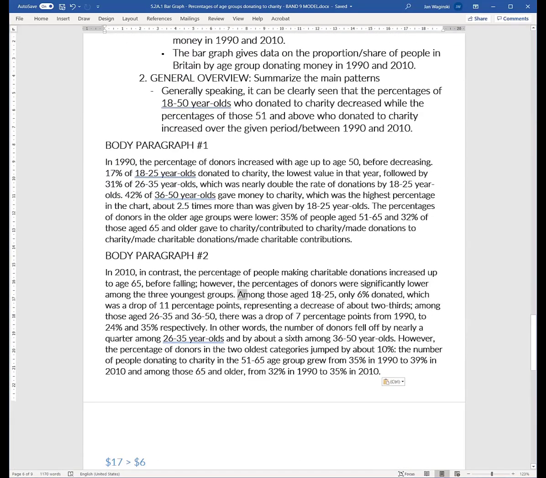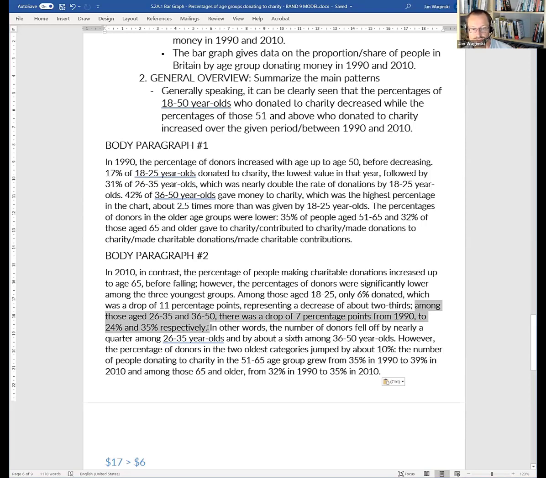Okay. So among those aged 18 to 25, only 6% donated, which was a drop of 11 percentage points, right? Because it makes sense when you're talking about the later year to refer back to the earlier year. It wouldn't make sense to do this for the earlier year. A drop of 11 percentage points representing a decrease of about 2/3. Among those aged 26 to 35 and 36 to 50, there was a drop of 7 percentage points from 1990 to 24 and 35% respectively.